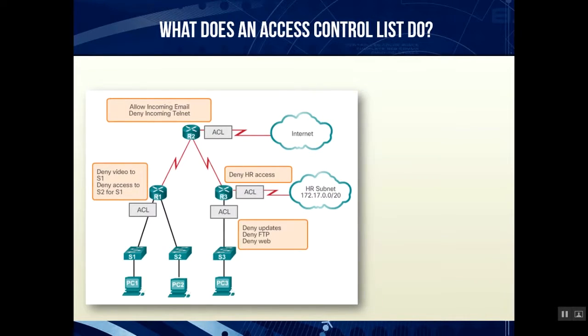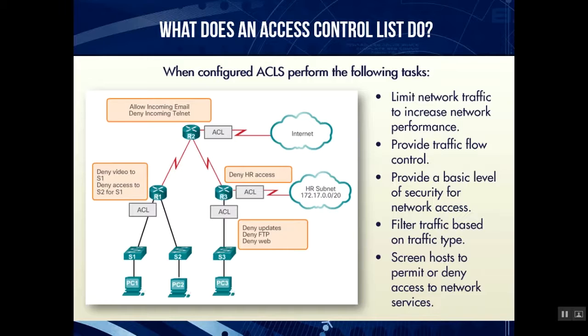What does an access control list do? When configured, ACLs perform the following tasks. Limit network traffic to increase network performance. For example, if corporate policy does not allow video traffic on the network, ACLs that block video traffic could be configured and applied. This will greatly reduce the network load and increase network performance.